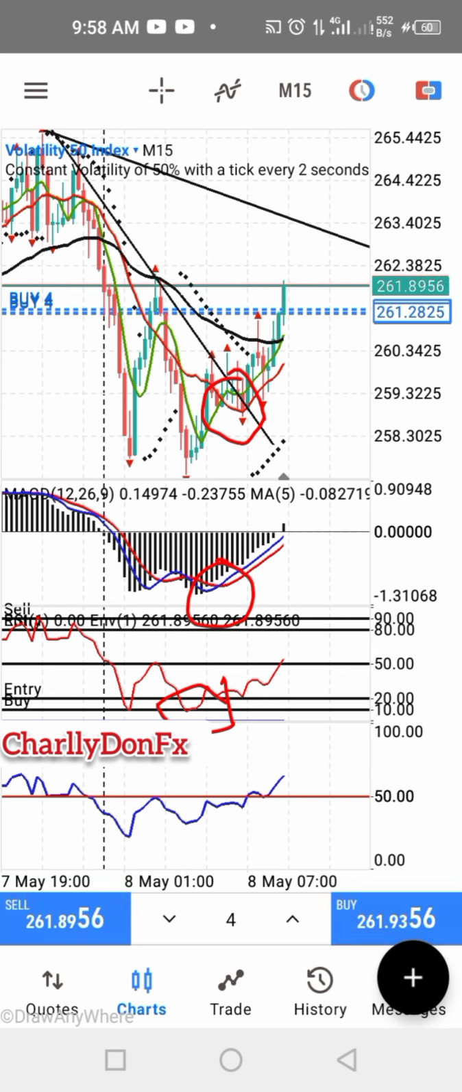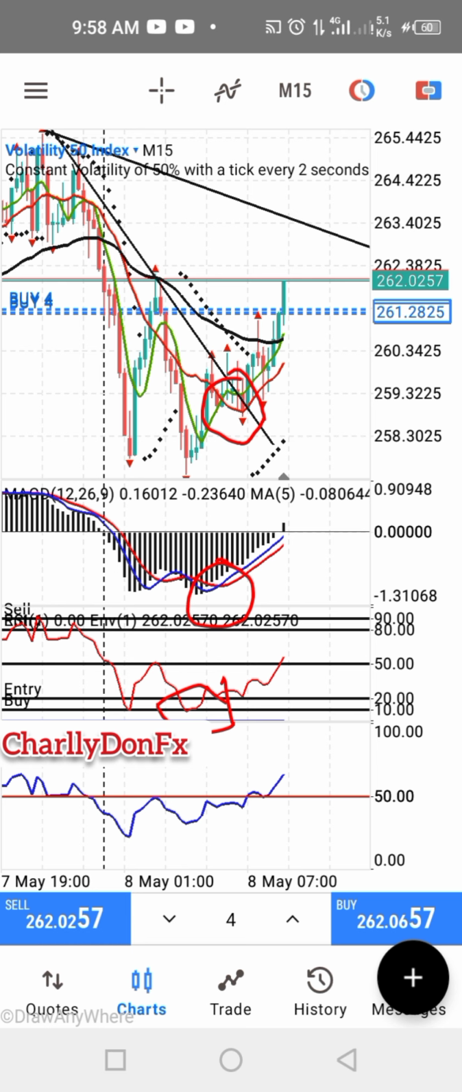Then your final confirmation is the RSI going above the 50 level. Can you see, all the other conditions had been met before the RSI crossed over the 50 level, and I did not enter the trade.